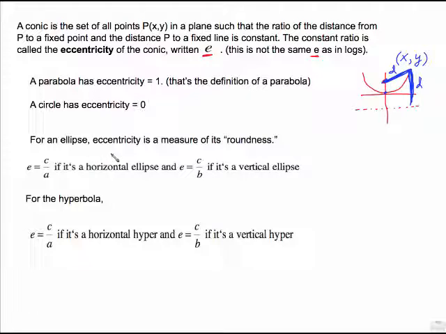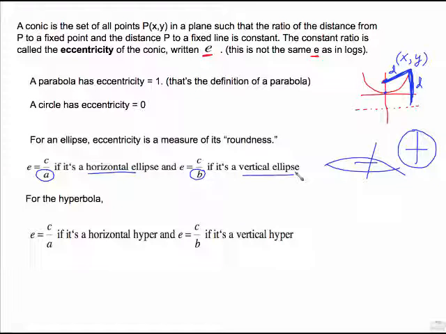For an ellipse, the idea on eccentricity is the measure of its roundness. You know ellipses can be very elongated like this, or they can be almost circular, something like this. So the definition or the formula for eccentricity is C over A if you're talking about a horizontal ellipse, and C over B if it's a vertical ellipse. Now keep in mind what we've always done. A always goes with x, which is the horizontal component. B always goes with y, which is the vertical component.